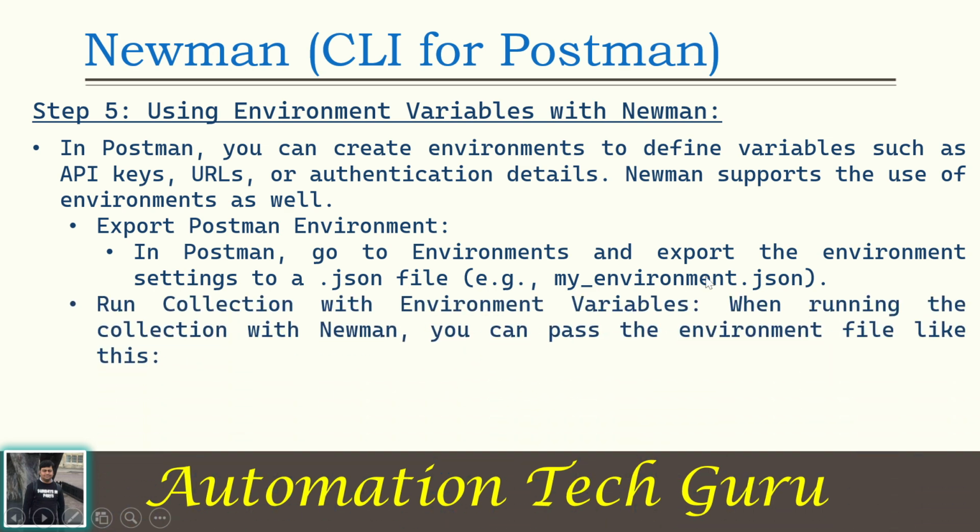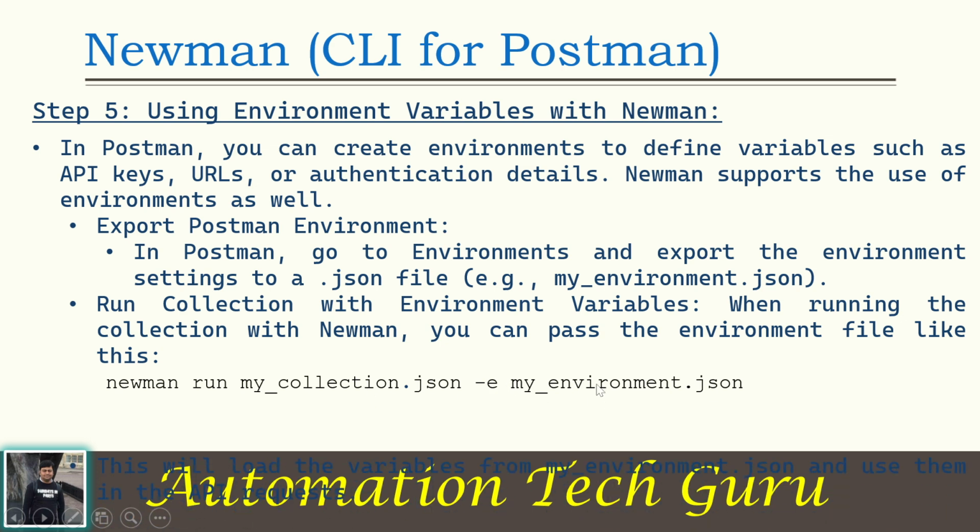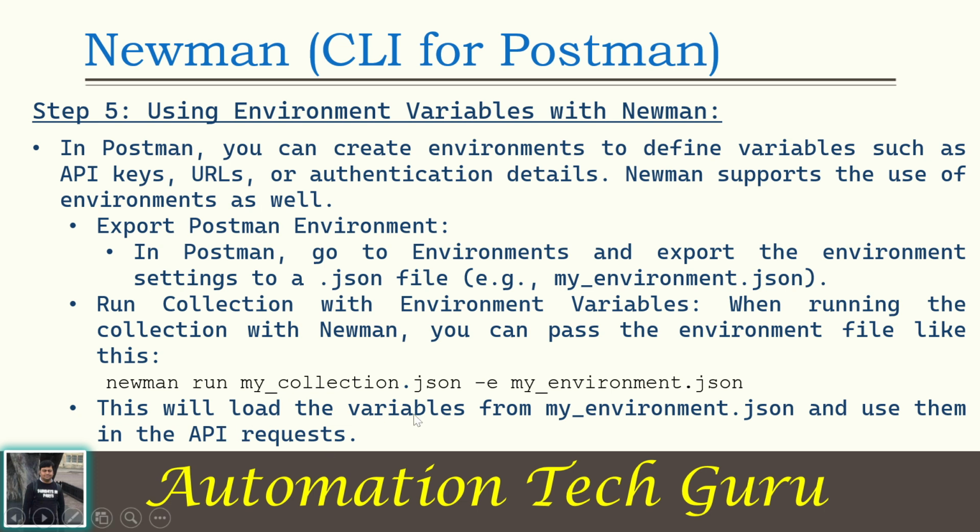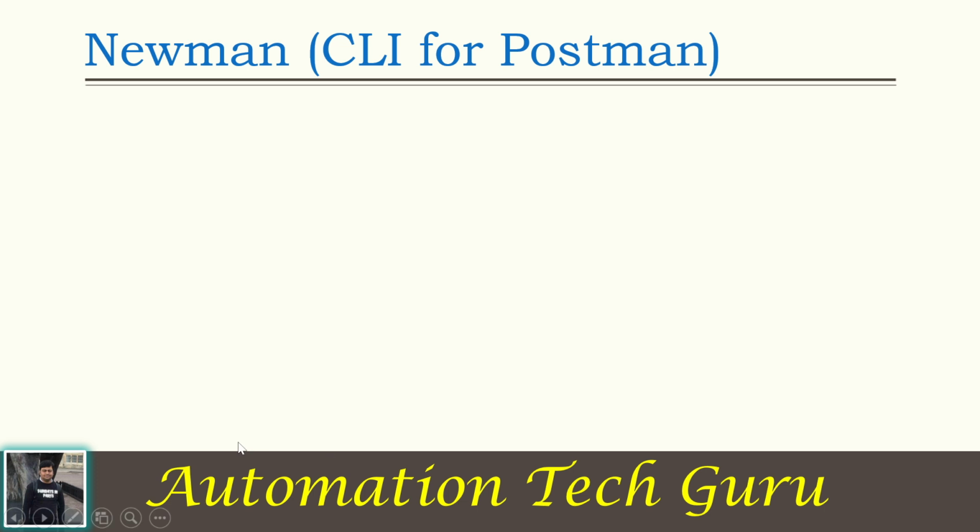.json. Okay, next is run the collection with your environment variable. When running the collection with Newman, you can pass the environment file like this. Same way, newman run my-collection.json -e my-environment.json. This will be the collection path, and this will be the environment JSON path. This will load the variables from the environment JSON and use them in the API request. So whatever environment variable you have defined can be utilized with the collection.